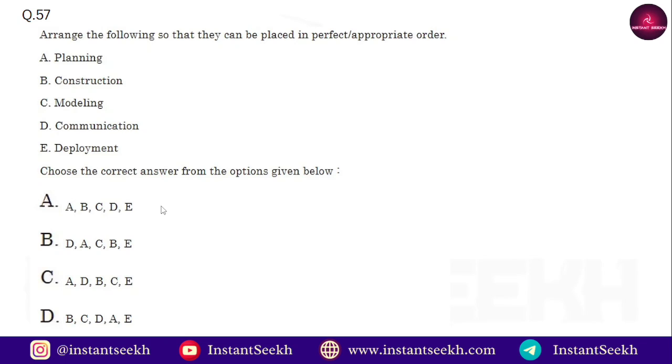Next, we have to arrange the following so that they can be placed in the appropriate order. This is regarding the software process model, I guess. So first of all is the communication part.